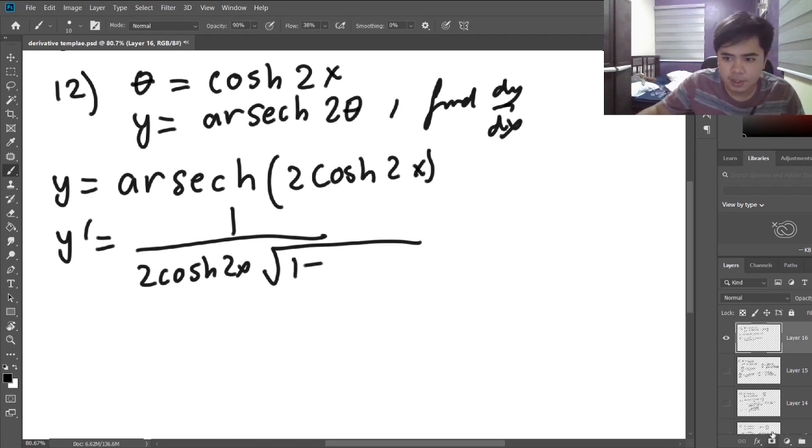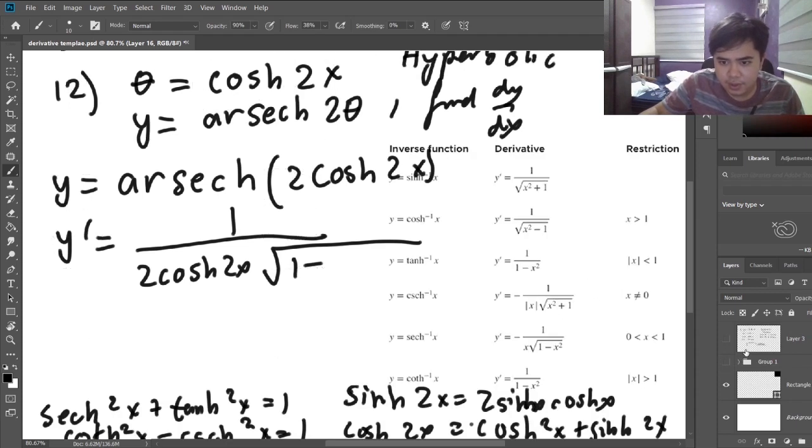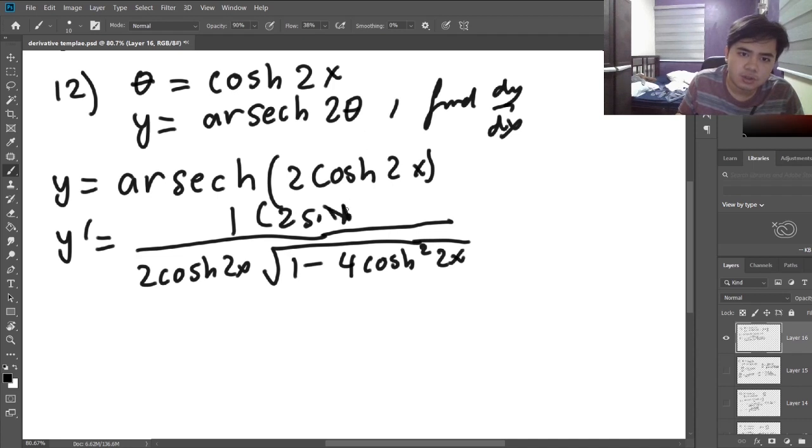Wait, let me check. Let us check if that's true. Yes, it's true. So 1 minus 4 cosh squared 2x, all multiplied by the derivative of the inside, which is going to be 2 sinh, that is not sinh, all right, I apologize, sinh of 2x. Then multiply it by 2 again because of the chain rule.